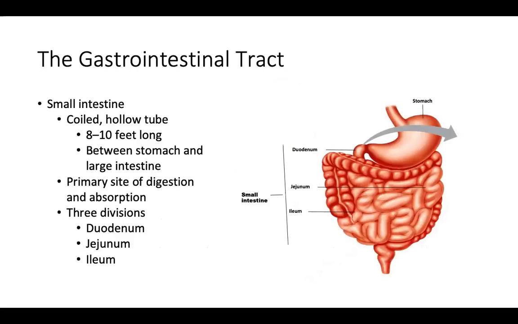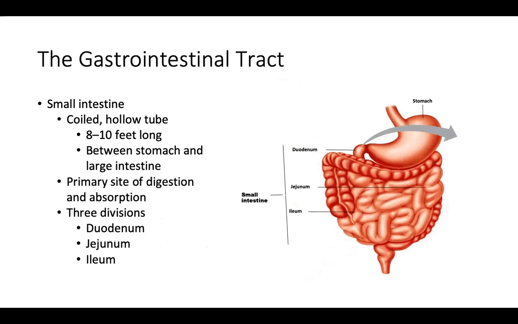Moving onwards to the small intestine. So remember we had that sphincter separating the stomach at the pylorus from the small intestine. And so now we're going to get into the small intestine. So this is a coiled hollow tube as well. It's about 8 to 10 feet long. It's between the stomach and the large intestine.